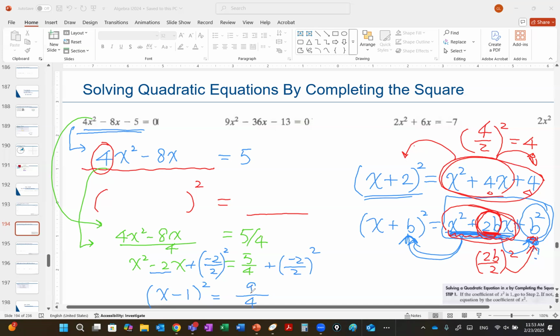All right, so go to this step. Now take the square root of both sides. Can we take the square root of both sides now? All right, so equals plus or minus 3/2. So x equals what? 1 plus or minus 3/2. So what's x1? X1 equals 5/2. X2 equals -1/2. Is it correct?